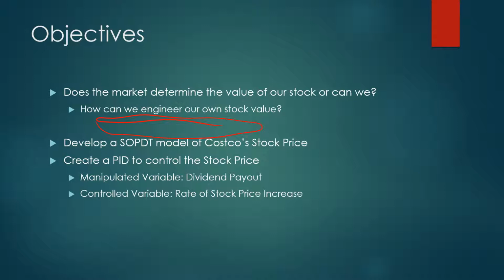So what we did was we took data from the last 5 years on Google Finance, from the end of the recession till today, and created a second order plus dead time model, and from that created a PID to engineer the stock price. Our manipulated variable, as you can see here, is the dividend payout, and the controlled variable was the rate of our stock price increase.